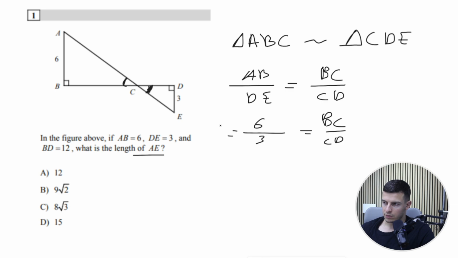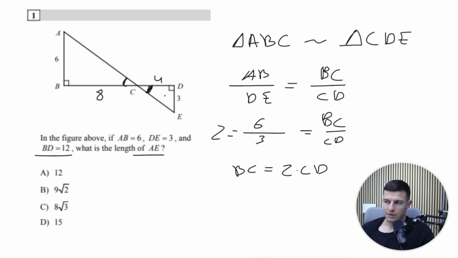which is just 2, right? So BC is equal to 2 times CD. So BC is twice the length of CD. And we have 12 here, which means we have to divide it into 2 parts, where one part is twice the size of the other part. So I can divide it into 8 and 4.